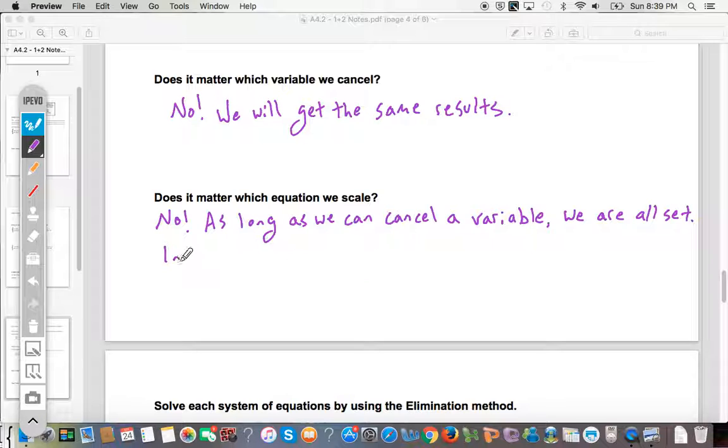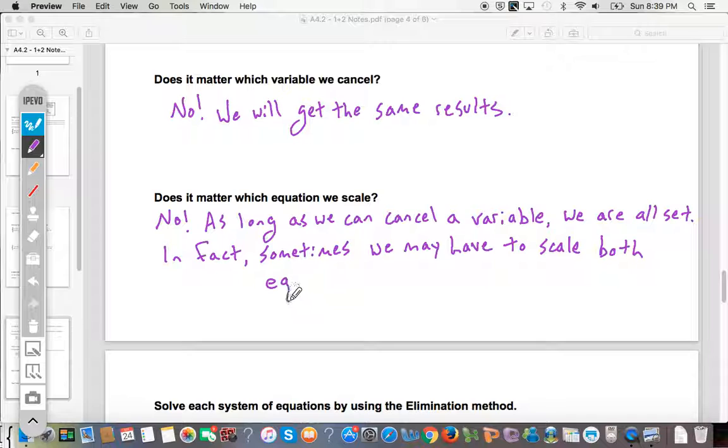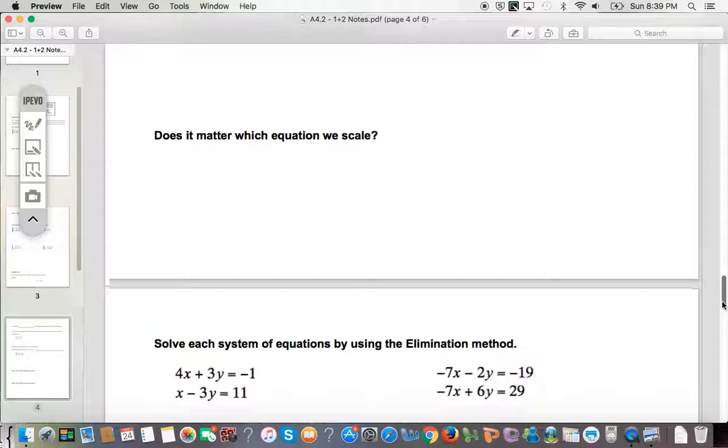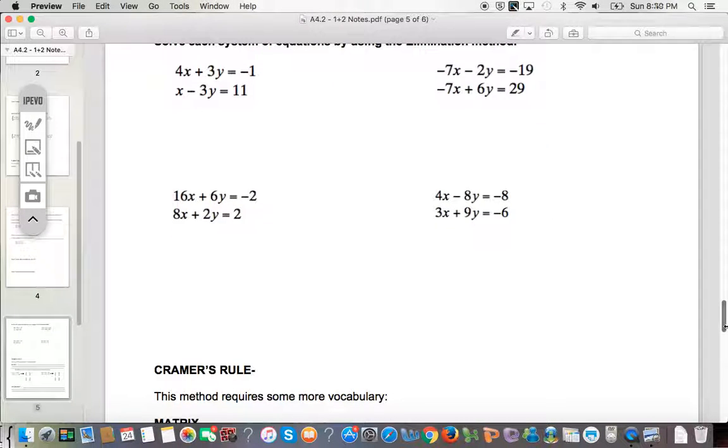Okay? In fact, as I hinted to earlier, sometimes we may have to scale both of our equations. Okay? Pause the video if you need more time. Okay, so let's solve these 4 problems right here.